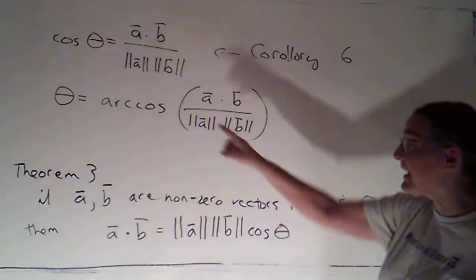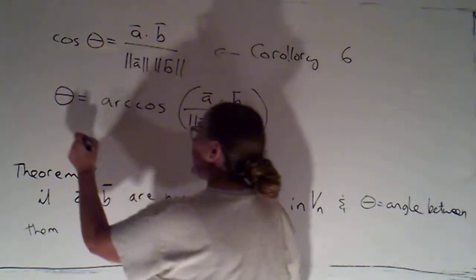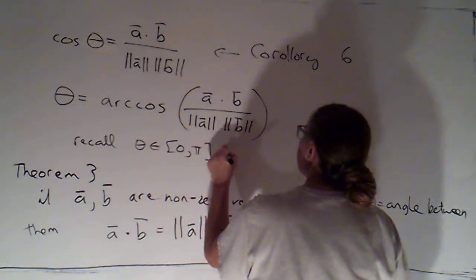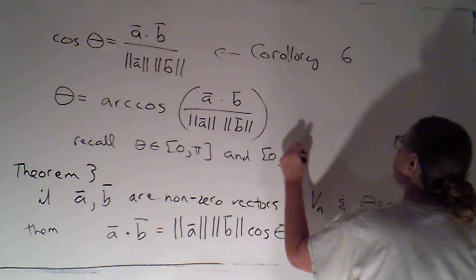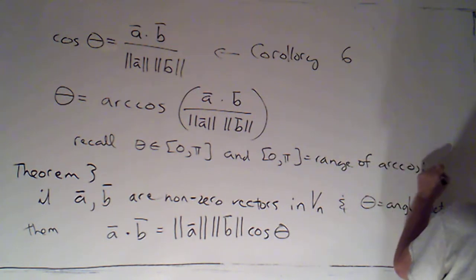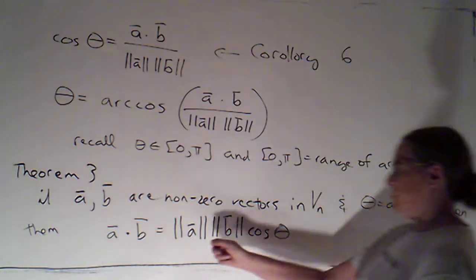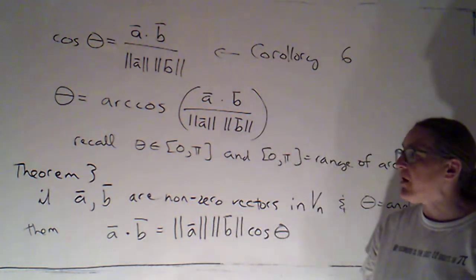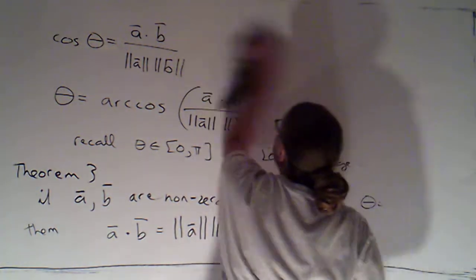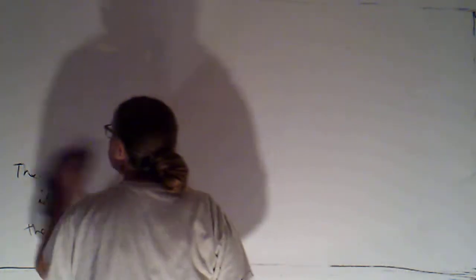In order to do that, I needed to recall that theta had to be between 0 and pi. And let's just recall, theta is in this interval, and that exact same interval is the range of arc cosine. Okay, excellent. Now, I've stated this, we're going to actually go about proving it. As we prove that, I'm actually going to break this up into 3 different cases.